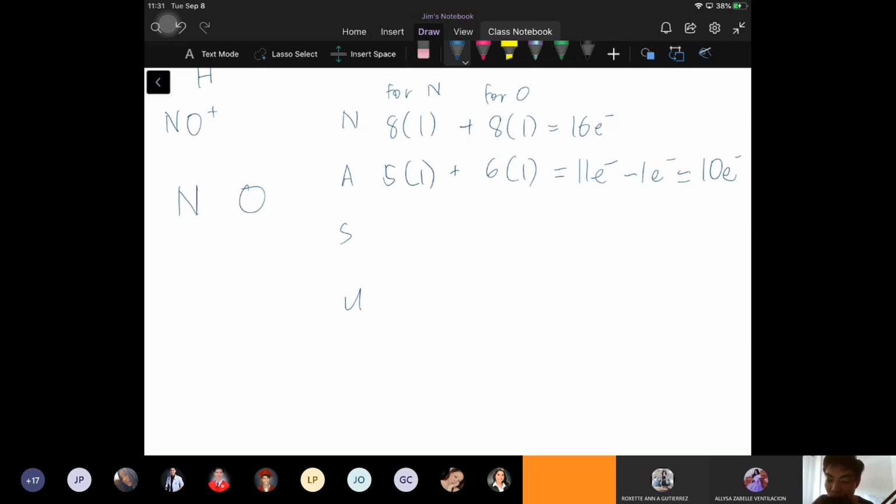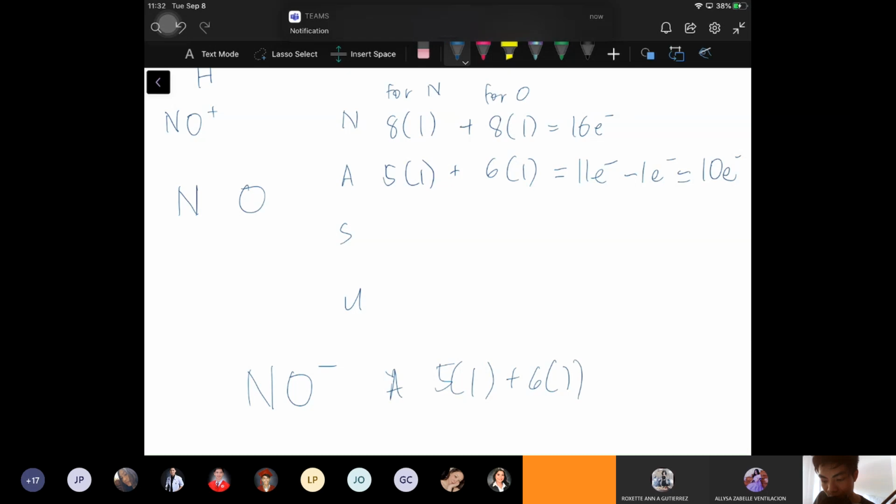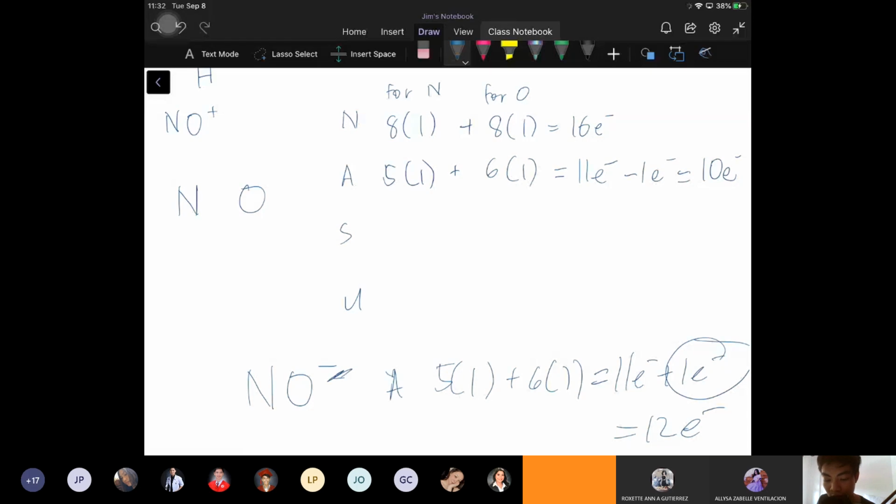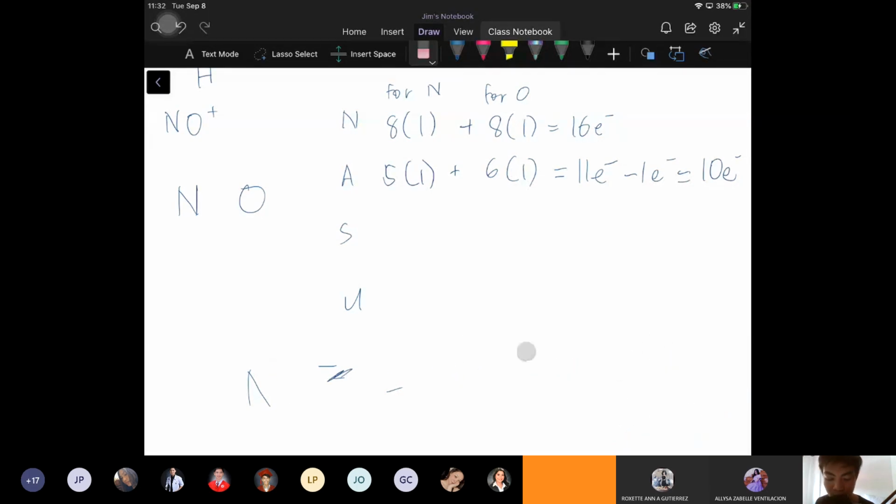Siguro may magtatanong, Sir, paano po kapag negative yan? Kunwari, ganyan. Sir, paano po kapag negative? Ano meaning kapag negative yung charge? It means that there is an excess electron. May sobrang electron. Okay? So kapag may sobrang electron, anong gagawin mo? I-add mo yon sa available. So ang mangyayari dyan, 5 times 1 plus 6 times 1 equals 11 electron plus 1 electron. So magdadagdag ka ng isa to account for that extra charge. Okay? So ganun lang.